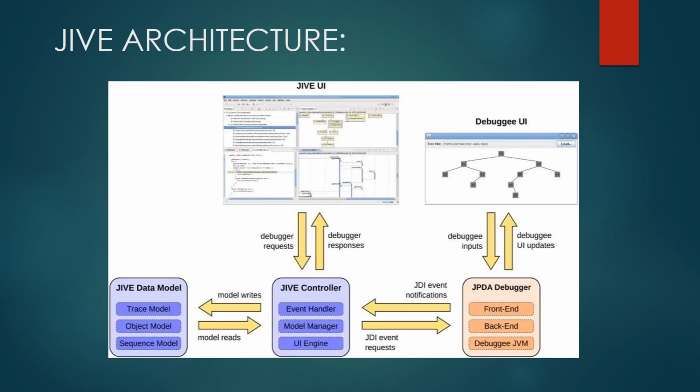This is a brief JIVE architecture where the upper part shows the JIVE user interface and the debugger user interface, where it shows the JIVE data models, JIVE controllers, and JPDA debugger. The JIVE data model contains the trace model, object model, and sequence model. The JIVE controller contains the event handler, model manager, and UI engine. And the JPDA debugger contains the front end, back end, and debug JVM. And in this we can see the brief description of the JIVE architecture.